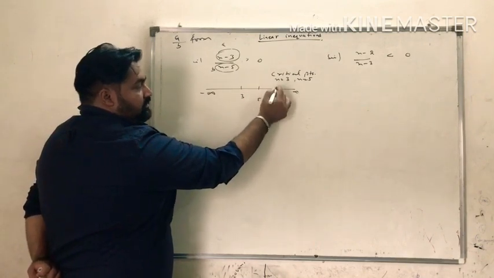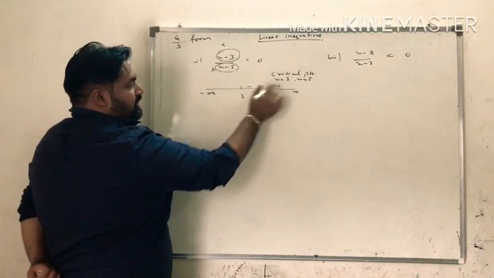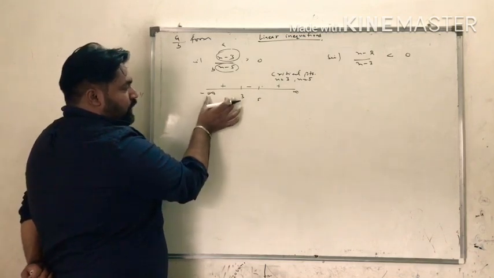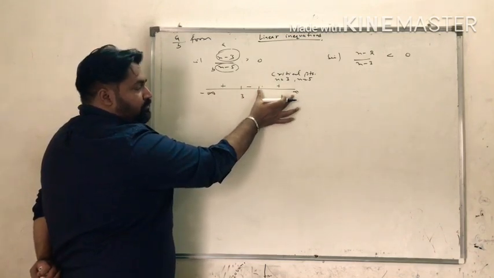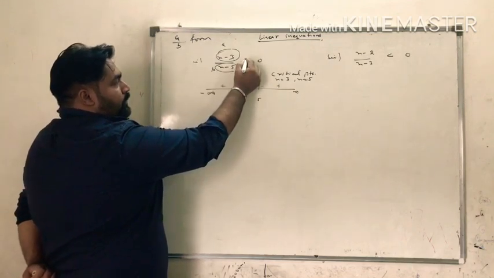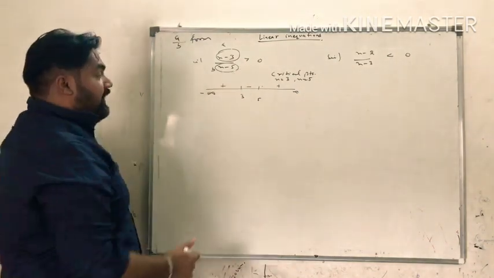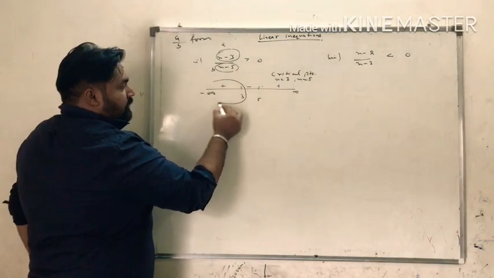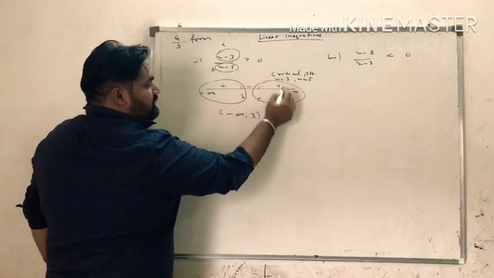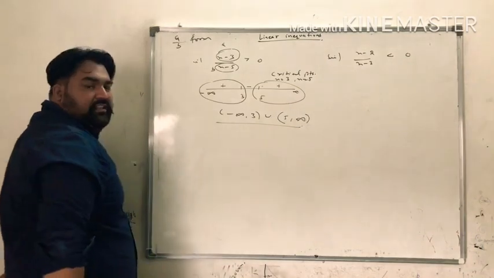Always put the plus sign in this area, minus sign in this area, and plus sign in this area. The whole line is divided into 3 parts: 1, 2, 3. This one is positive, this one is negative, this one is positive. Now we see the sign. The sign is greater than. Whenever the sign is greater than, we select the positive parts. Minus infinity to 3, union 5 to infinity. This is the answer.